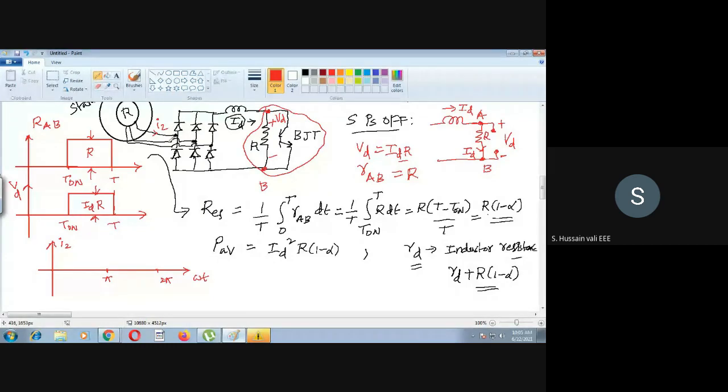Now how to find out I2: during the positive half cycle, I2 is the same as ID. Why? Because during the positive half cycle, some of the diodes will be turned on. So the current I2 will be very same as ID. Similarly, during the negative half cycle, you will find the current I2 will be minus ID. So this you can get even from the output of your voltage source inverter, current source inverter. This kind of shape you will get here.